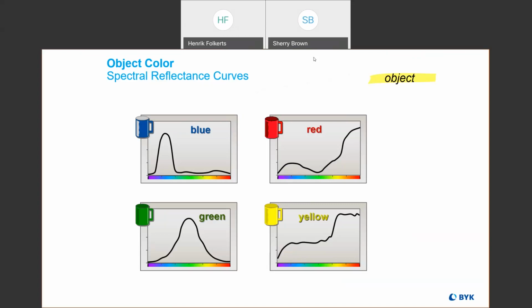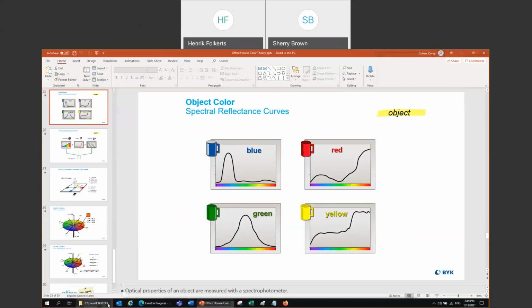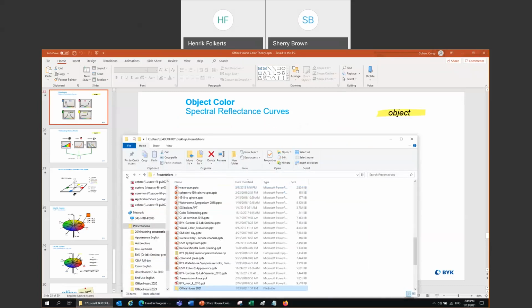Another question here from Margie. What is the difference between delta E and delta E CMC? I've heard delta E CMC is also an overall measurement of color accuracy, but I don't understand the difference between the two. Okay, so I don't want to delve too deep into this, but I can at least show you. Let me see if I can.